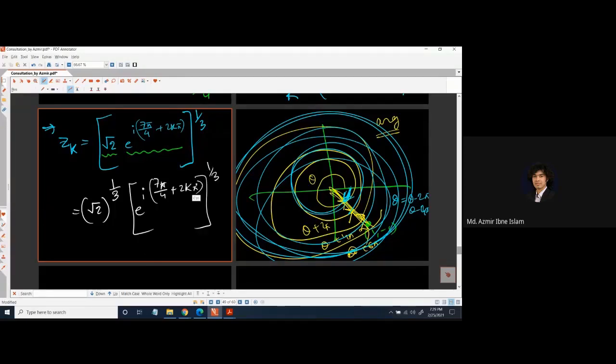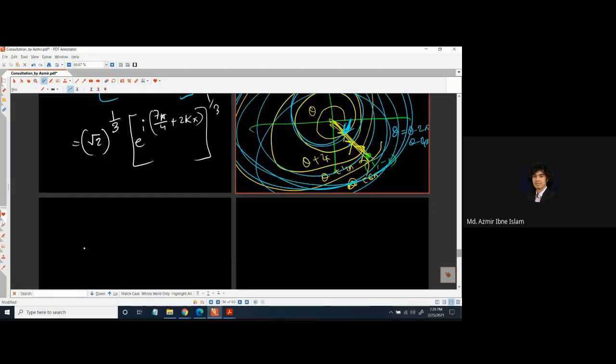We can also write in multiplication form. How can we write it? Let's say 2 to the power 1 over 3. So you know that if we have (e to the power m) to the power n, that can be written as e to the power m times n. So think about this one. We can write it this way: e to the power i (7 pi by 4 plus 2k pi) times 1 over 3.